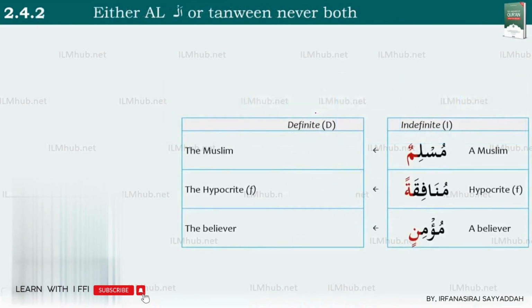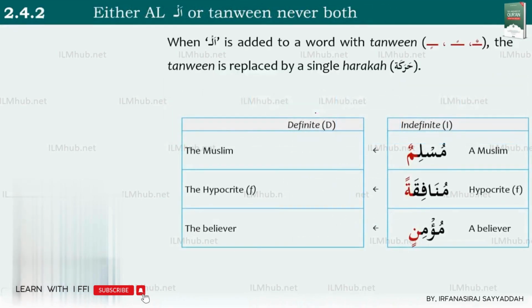You will never see in Arabic tanween and al on the same word. This is a very, very important rule. Please note it down. You will never see al and tanween on the same word. So for example, we have here muslimun, and then we have munafiqatan, and then we have mu'minin. You will note in the first three examples, a Muslim, a hypocrite, a believer, three words. This rule applies everywhere in the Arabic language.